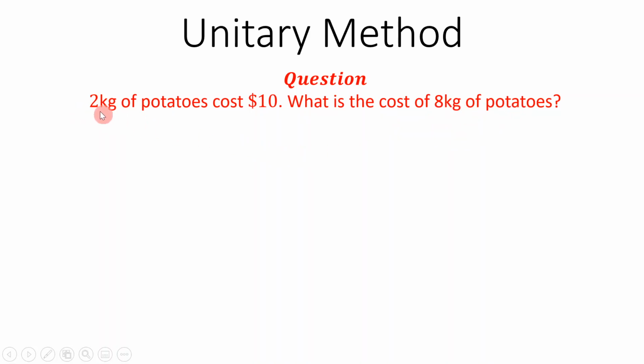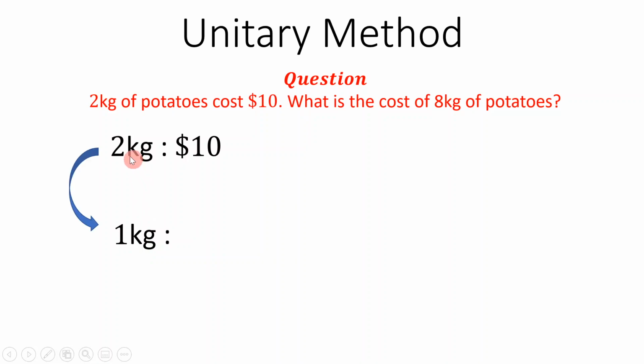So let's take this slowly. We're told that 2 kilos of potatoes cost $10. So let's write that down. 2 kilos correspond to $10. The unitary method is going to tell us that what we should do in this instance is find the unit cost of it. So the cost of 1 unit. So in this example, we're going to be finding what is 1 kilo worth.